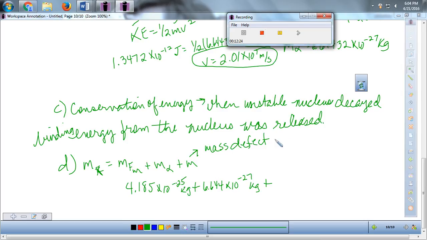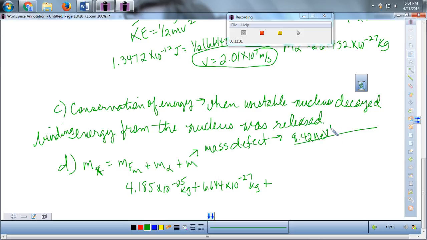Well, that mass defect had an energy of 8.42 mega electron volts. And there's a conversion on your chart of, I think it's 931. I think I better write that correctly. 931 mega electron volts for every 1 U. So if I divided those, I would get 0.009 U.